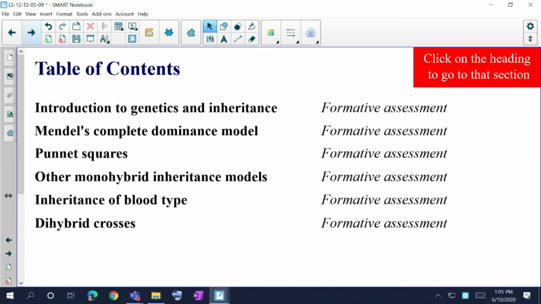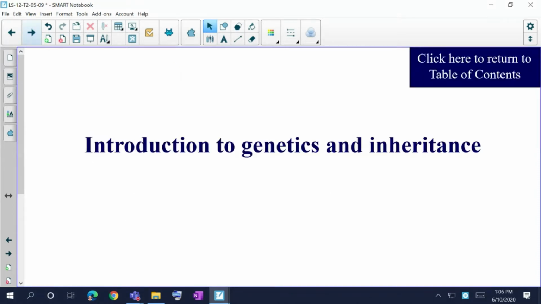After every topic, we have got introduction to genetics and inheritance. Then we have a shorter formative assessment. Same applies to Mendel's complete dominance model. We have a formative assessment, right? Until we come to dihybrid crosses, we do have some assessments that we need to go through, right? Let's look at our lesson for today.